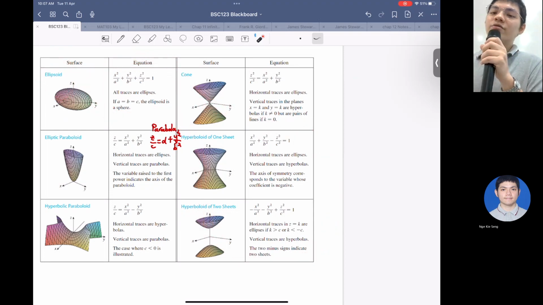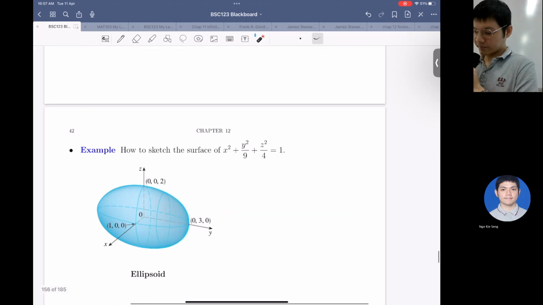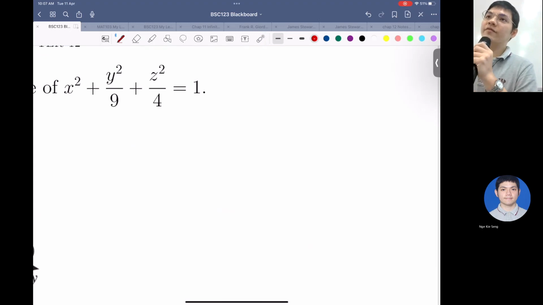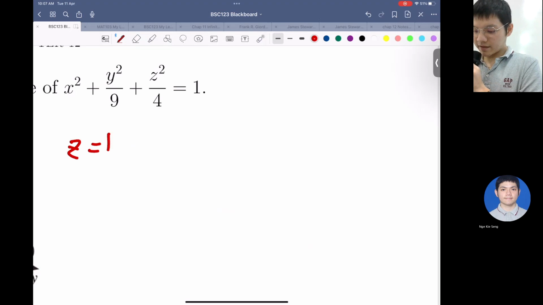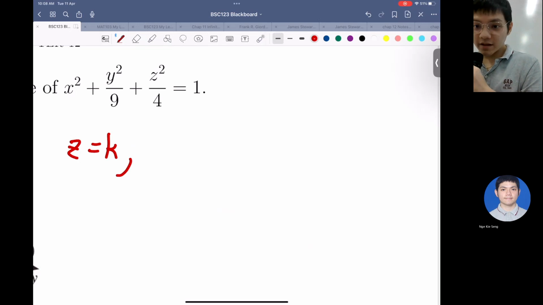Let's say you don't remember all these things, you don't remember these 6 pictures here. Never mind, we can do it from scratch. How to do it from scratch? We can fix an axis first. Let's say we fix z. We slice a plane at z and see what the shape is.